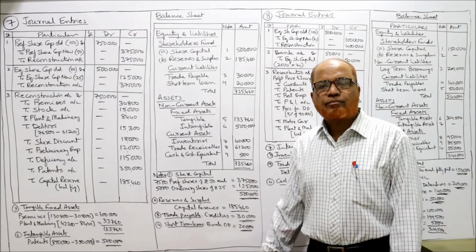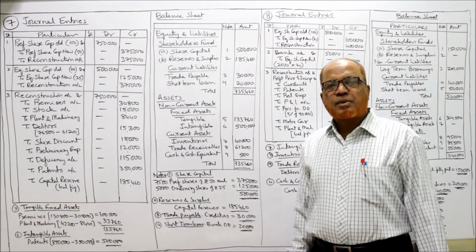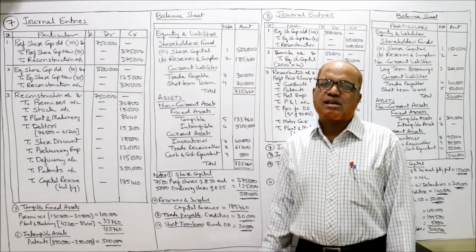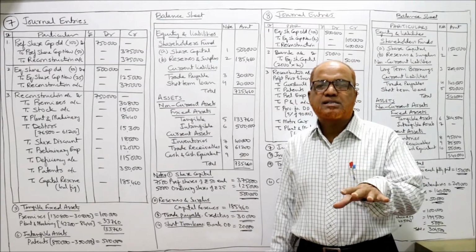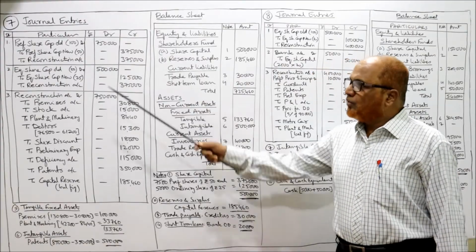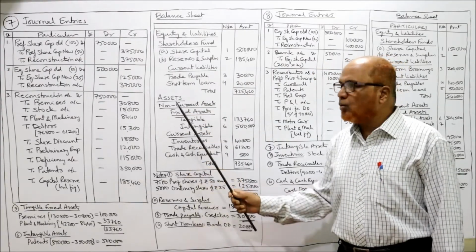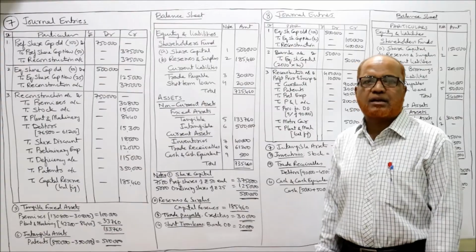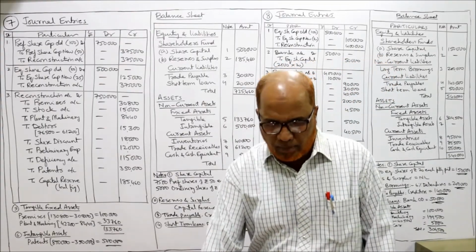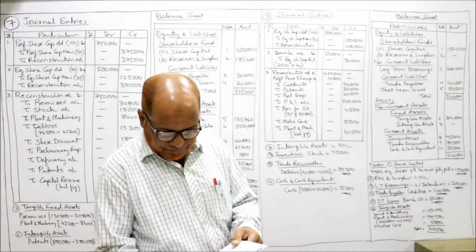That's all. So this is the complete explanation of this problem number 7. How we have implemented the scheme of capital reduction, how we have passed the entries and how the balance sheet is amended. Now next problem is problem number 8.